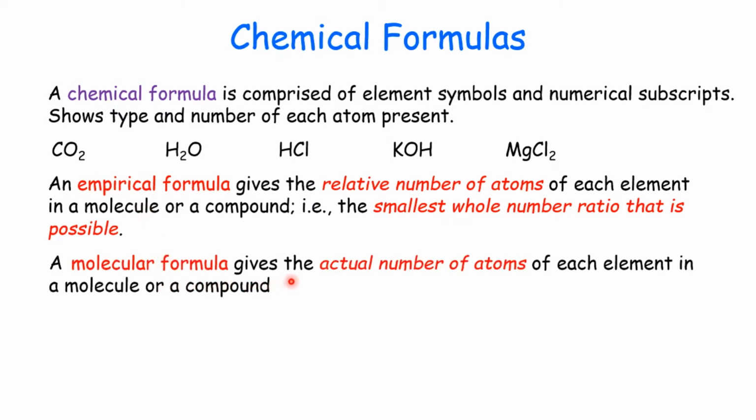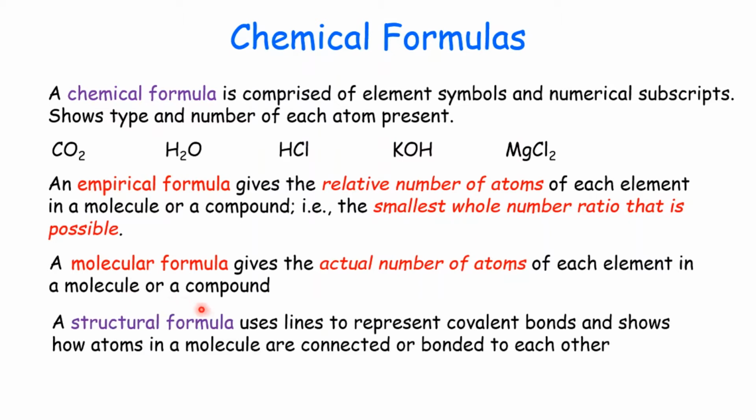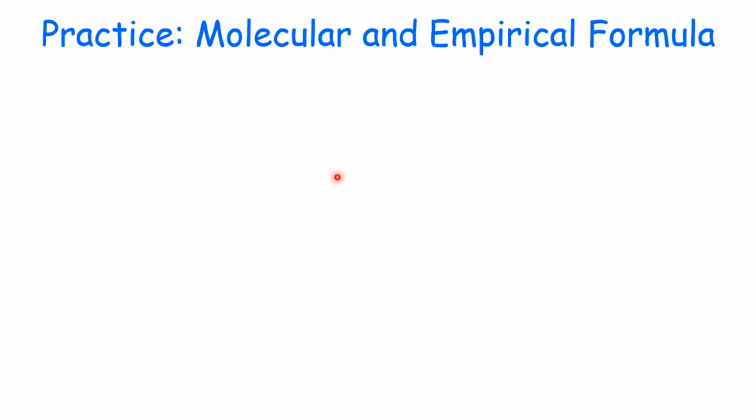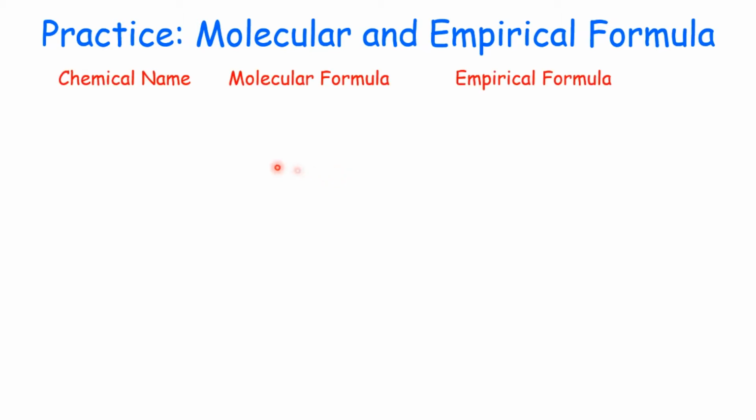Molecular formula actually shows the actual number of atoms of each element in a molecule. Structural formula basically, we just use lines to represent covalent bonds and show how atoms in a molecule are connected. Yeah, so let's work on molecular and empirical formula.